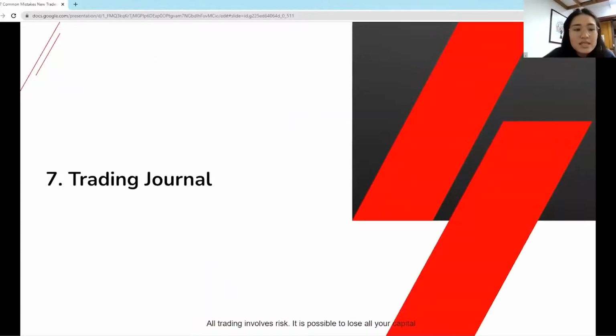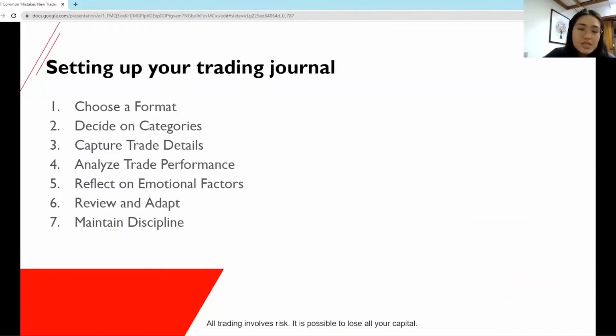Okay, lastly, a trading journal. This is particularly important if you are a beginner trader. So here's just a brief run through, or checklist perhaps, of how to set up your own trading journal. It's a relatively straightforward process. Firstly, you choose a format.